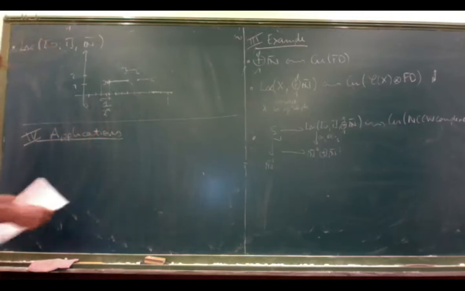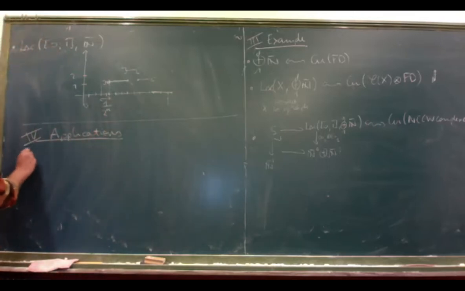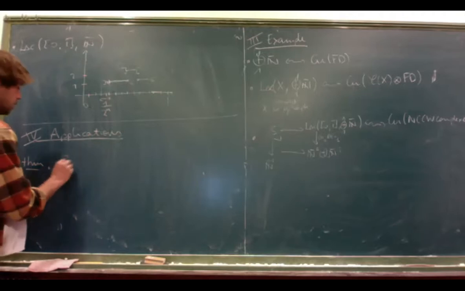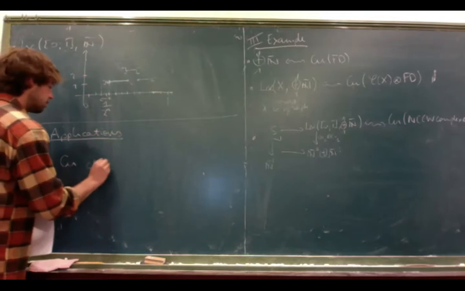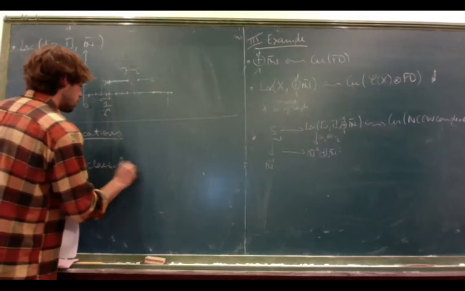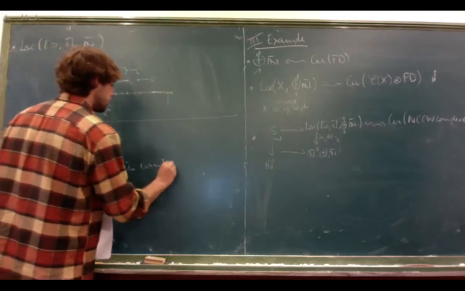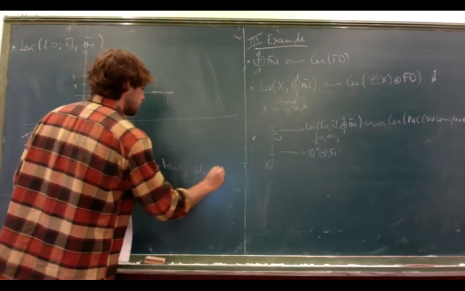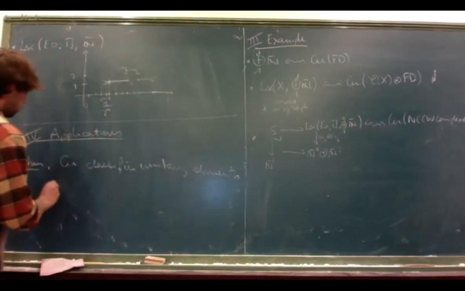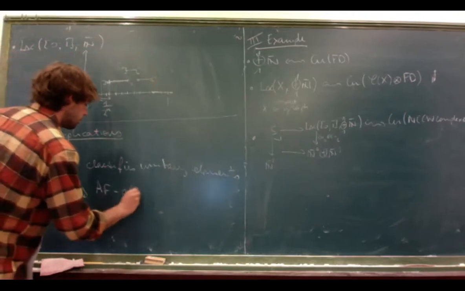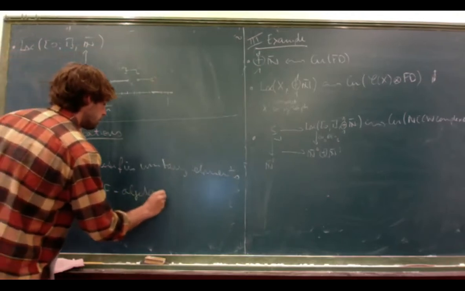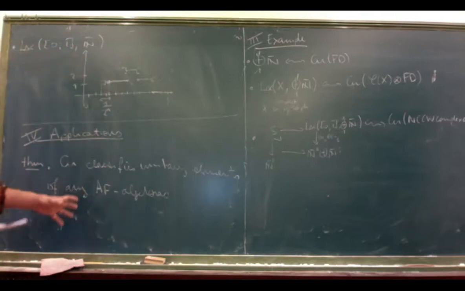And for example, the first application that I can tell you is that the Kuntz semigroup, so the functor Cu, classifies unitary elements of any AF algebra. So the way to do this, and then I will stop.